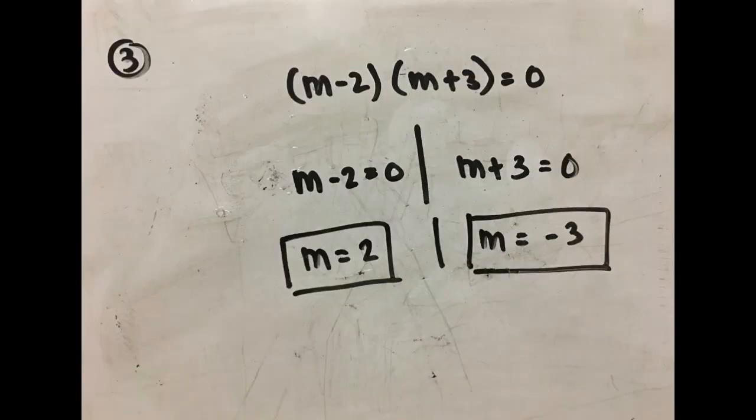If we set m minus 2 times m plus 3, this becomes m minus 2 equals 0 and m plus 3 equals 0. This means further that m is equal to 2 and m is equal to negative 3.